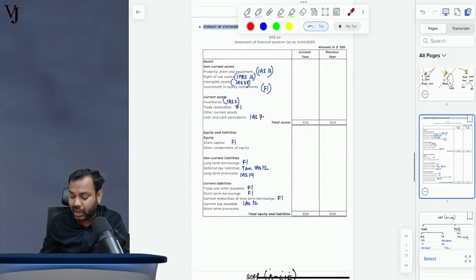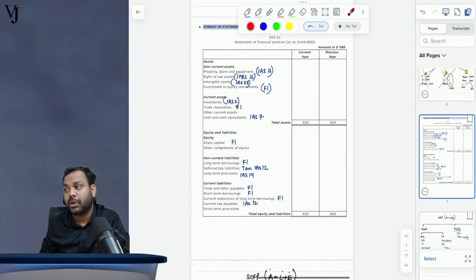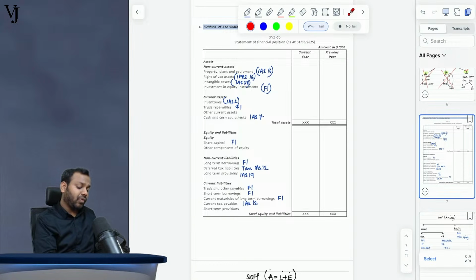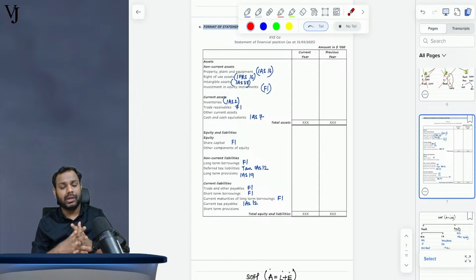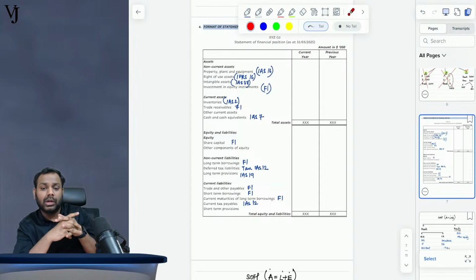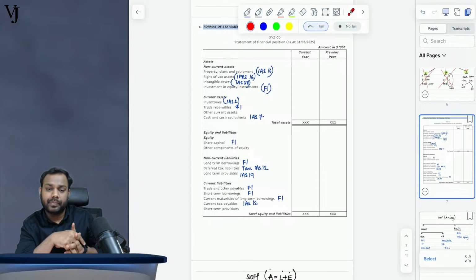Come on guys, tell me, are you understanding the format of statement of financial position? Is that fairly clear to all of you, the financial statements?